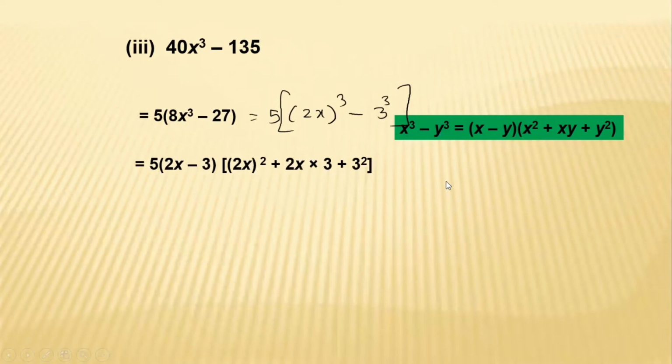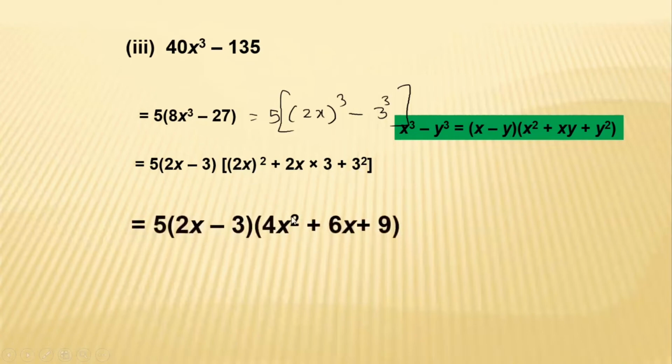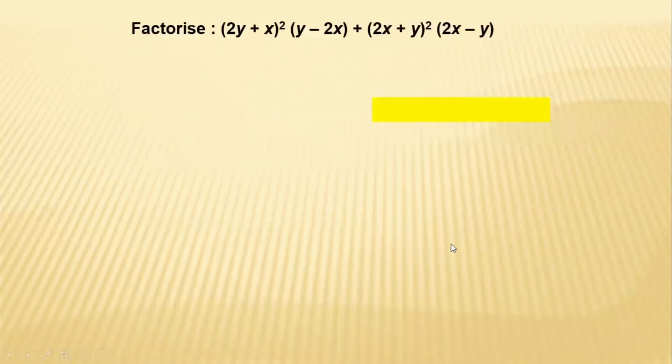So let us write this in the form of x minus y. Your x is 2x. Your y is 3. So 2x minus 3 in bracket x square, which is 2x the whole square, plus xy, that means 2x into 3, plus y square, which is 3 square. Let us expand this. 2x the whole square, we get it as 4x square. 2 into 3 is 6x, and 3 square is 9. And these are the factors of 40x cube minus 135. Got it? So just see that how can we bring it in the form of identity. That's important. Got it, children?